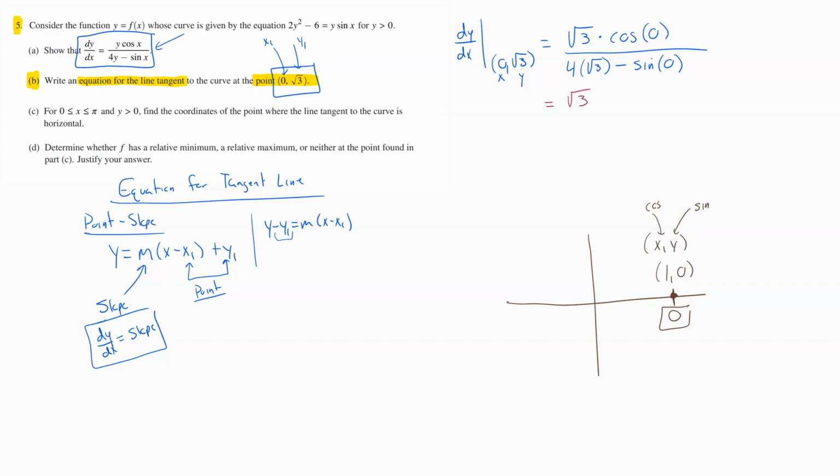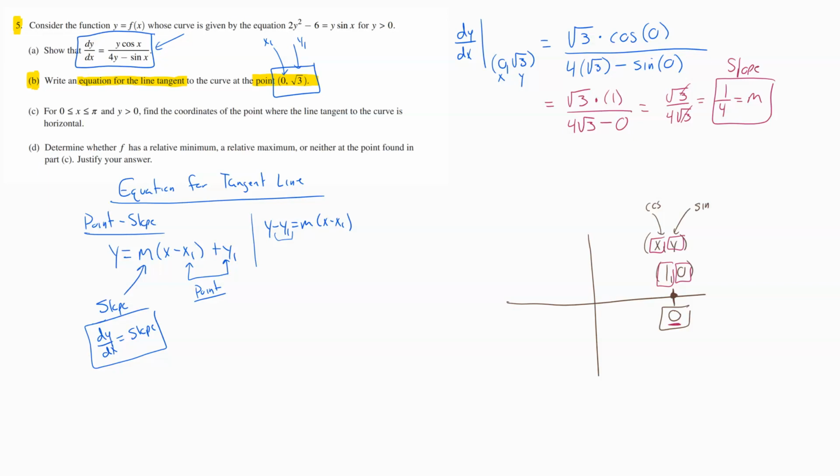So we get the square root of 3 times the cosine of 0. That would be the x value at 0. So that's going to be 1. And then over that will be 4 square root of 3 minus the sine of 0. That would be our y value at 0. And so that's going to be 0. Cleaning that up, on the top we get the square root of 3. On the bottom we get 4 square root of 3. And then we can go ahead and cancel out those square root of 3's, leaving us with a 1 on top and a 4 on bottom. So that is now our m. That is our slope that we need for our point slope form.